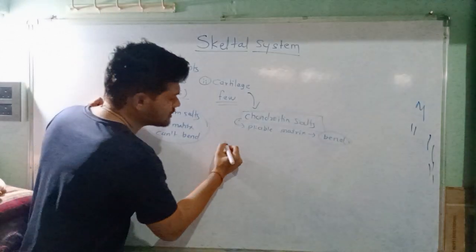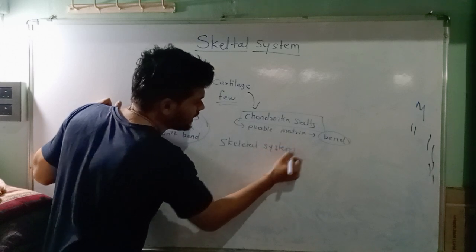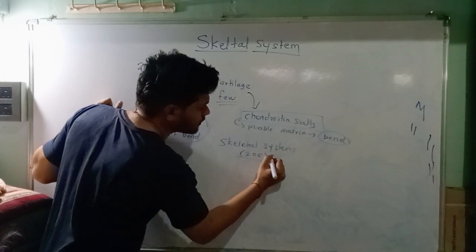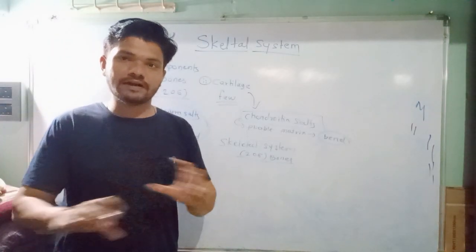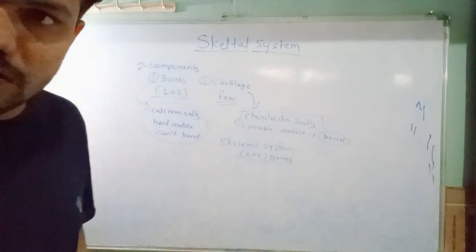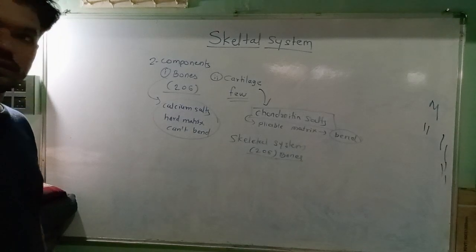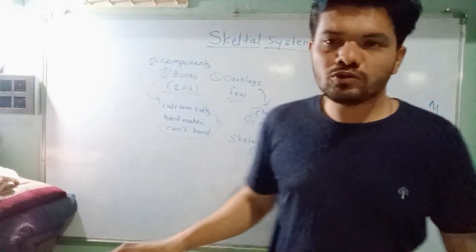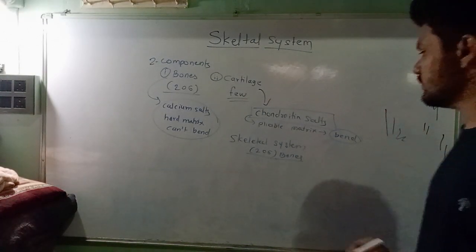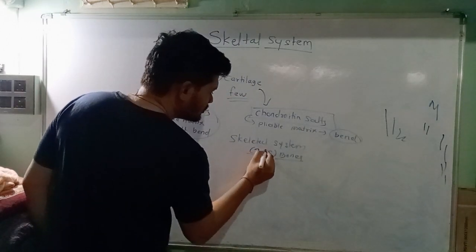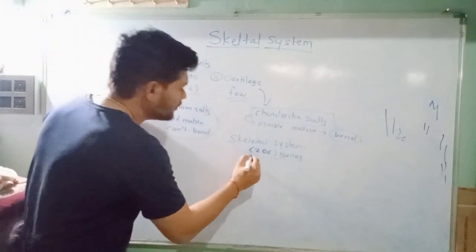Then if we talk about our skeletal system, which has 206 bones, we are going to talk about how these 206 bones are divided. Is it visible, guys? I hope it is visible. Okay, there are 206 bones. Let me just use another marker. We can divide these 206 bones into two main categories.